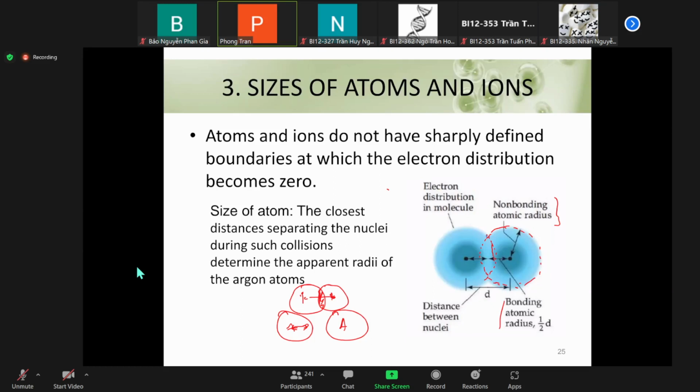For the non-bonding one, you take the size of the atom when it stands freely. That means the electron moves with maximum freedom. You can imagine that the non-bonding atomic radius will be larger than the bonding atomic radius. That means when the atom gets into bonding, the distance gets shorter. Okay?